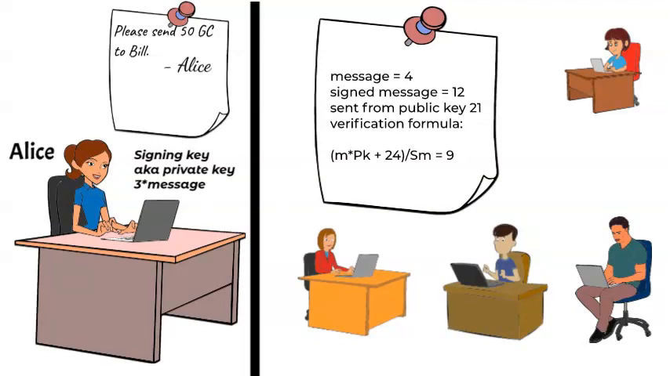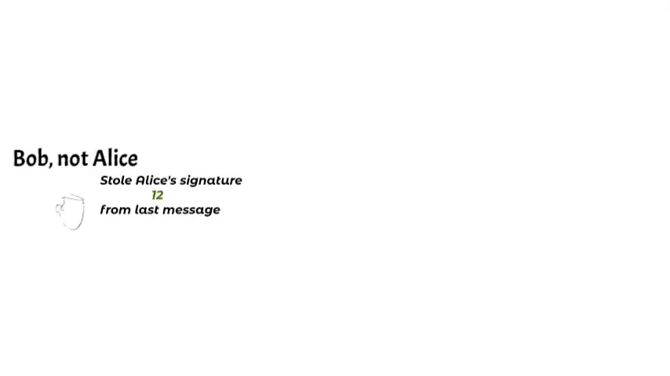Again, look at the assumptions we're making here. We're assuming that the community can't solve for signed message. They know M is 4. They know public key PK there is 21. They can't do the algebra because they're not smart enough to find out what SM, signed message, means. However, they're smart enough to verify it. So they say 4 times 21 plus 24, divided by 12, is equal to 9. Verify that that is correct. That's the real message. But Bob has stolen Alice's signature.